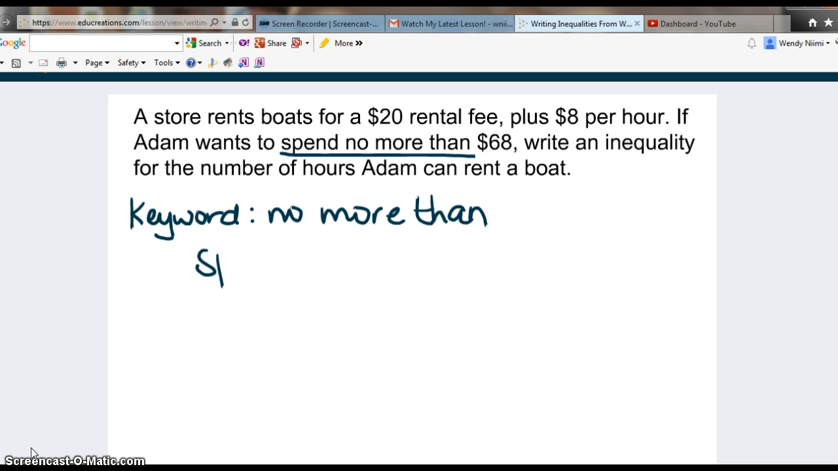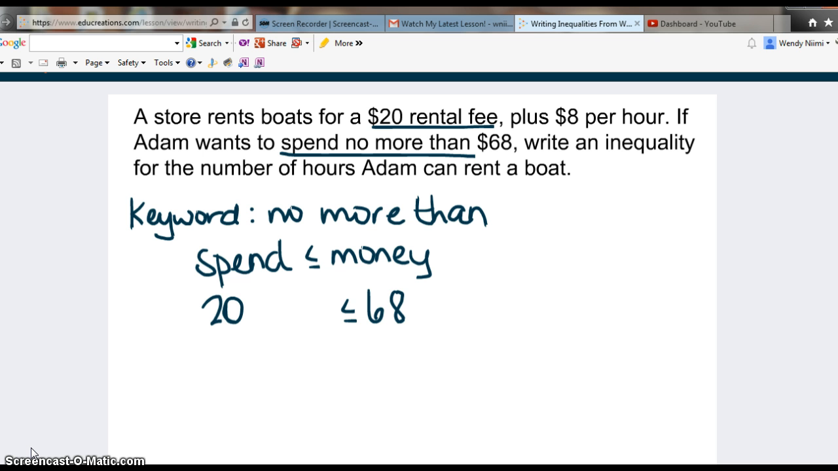So let's write the equation. On our left side, how much we're going to spend has to be less than or equal to the amount of money that we have. So we have $68. Our rental fee is $20. Then we're going to add on the $8 per hour. We're going to use H for hours, so 8H. Remember, per means multiply. We have 20 plus 8H is less than or equal to 68.